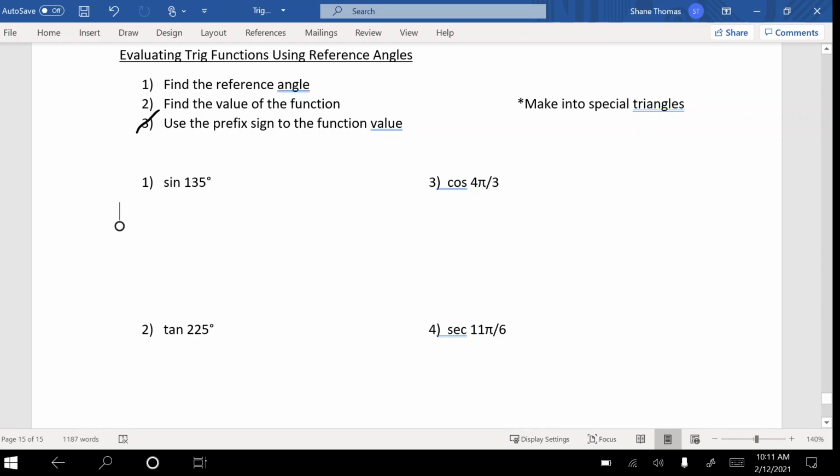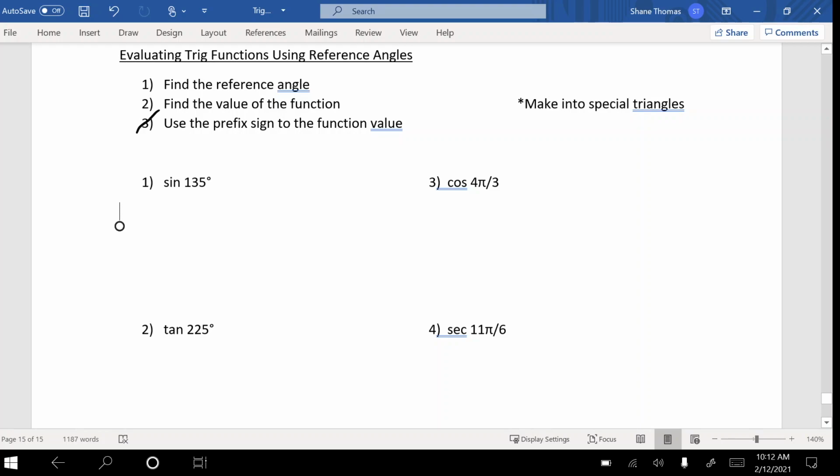So what we want to do, we want to make these into special triangles as much as possible. So let's recap our special triangles real quick. So we have the 45, 45, 90. Okay, 45 and 45 is the same as pi over 4. Okay, 45 degrees is pi over 4. What are my two legs in this triangle? So what's the lengths? 1 and 1, right? What's the hypotenuse? Square root 2, correct.